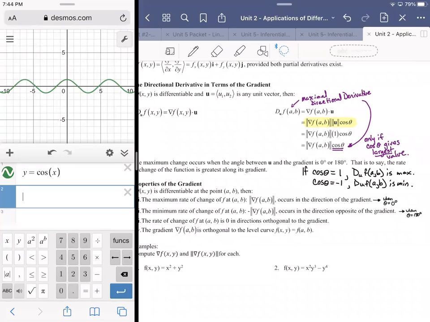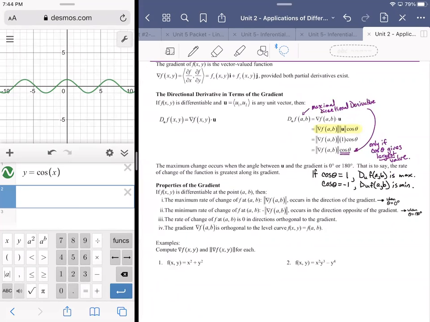So all of this stuff holds true, but it all has to do with our knowledge of the dot product. So again, we have to get back to the idea of why the dot product would be appropriate. Anything else is going to fall into a category that's not necessarily a maximum or a minimum. The rate of change is 0 in directions orthogonal to the gradient, and the gradient is orthogonal to the level curve, which we haven't talked about yet, f(x,y) equals f(a,b). We'll get to that next class. So that last one we have to sit on, but the first three we can actually navigate through.